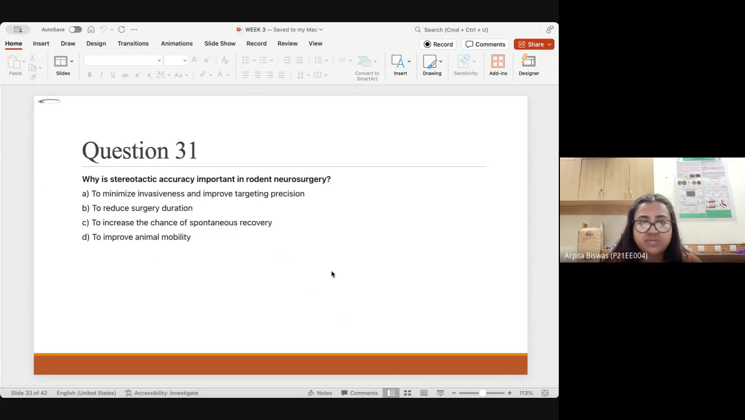Okay. Next is question number 31. Why is stereotactic accuracy important in rodent neurosurgery? First, to minimize invasiveness and improve targeting precision. Second, to reduce surgery duration. Third, to increase the chance of spontaneous recovery. And fourth, to improve animal mobility. So which one is the right option?